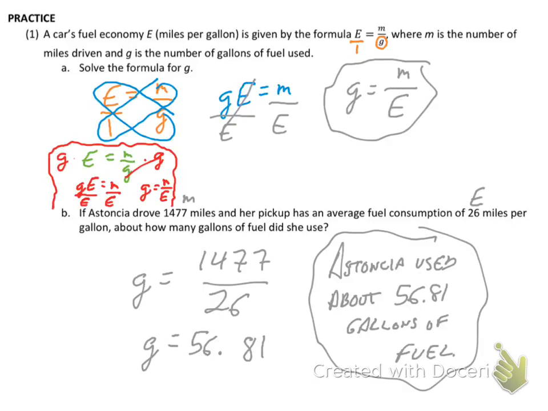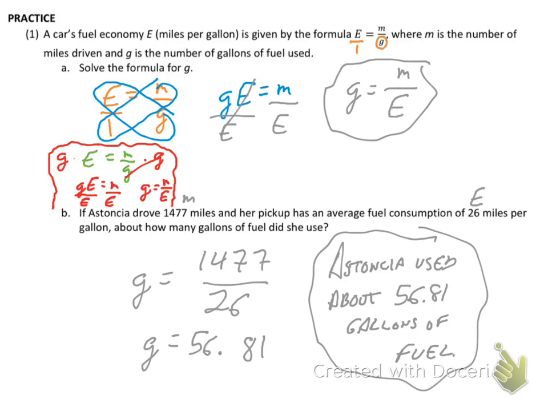Alrighty, so this example will close out this video. We wanted to solve for G, so we know that the fuel economy, E, is given by the formula M over G, where M is the number of miles driven, G is the number of gallons of fuel used. So that's my equation. I wanted to solve for G, which is on the bottom.